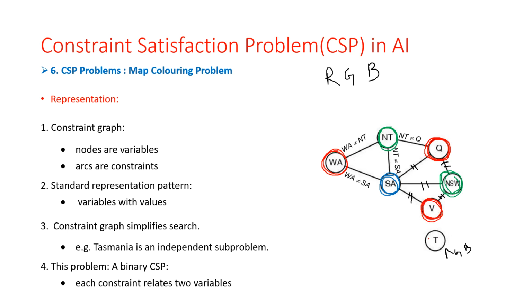Okay, and for the last node we can choose any color, because this is not a dependent variable, this is an independent variable. So for T we can choose red, green, or blue color. We can choose any of the three colors.